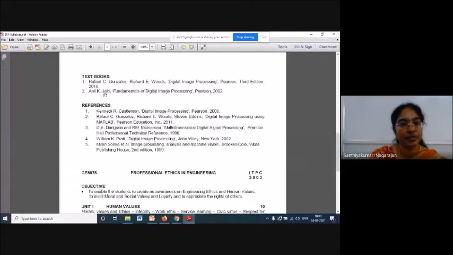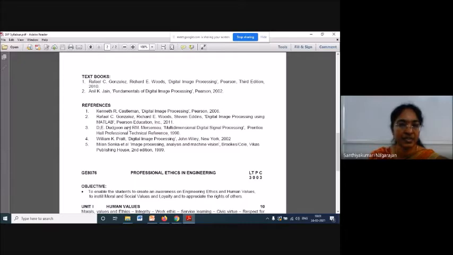But if we want to strengthen our potential in image processing, I'll recommend the Anil K. Jain book. It's completely mathematical models. It's going to give some different insights for you to gain deeper knowledge in digital image processing by Anil K. Jain.